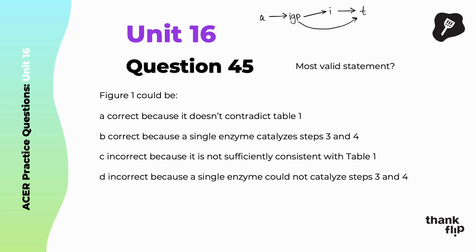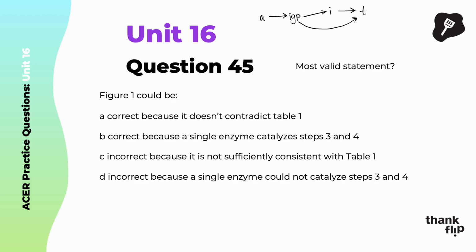Question 45 is asking about the figure, and this is a proposed figure for a potential pathway that explains the information that we're given in table 1. So we're being asked what the most valid statement is here.